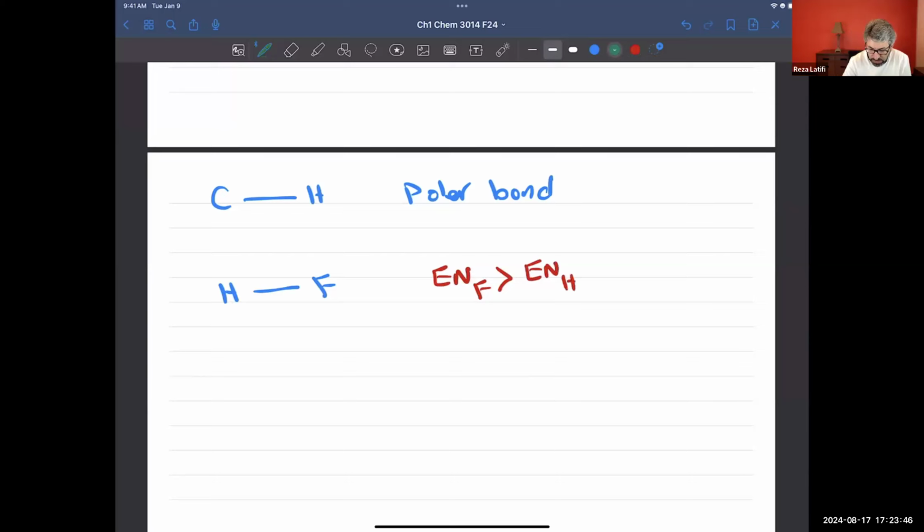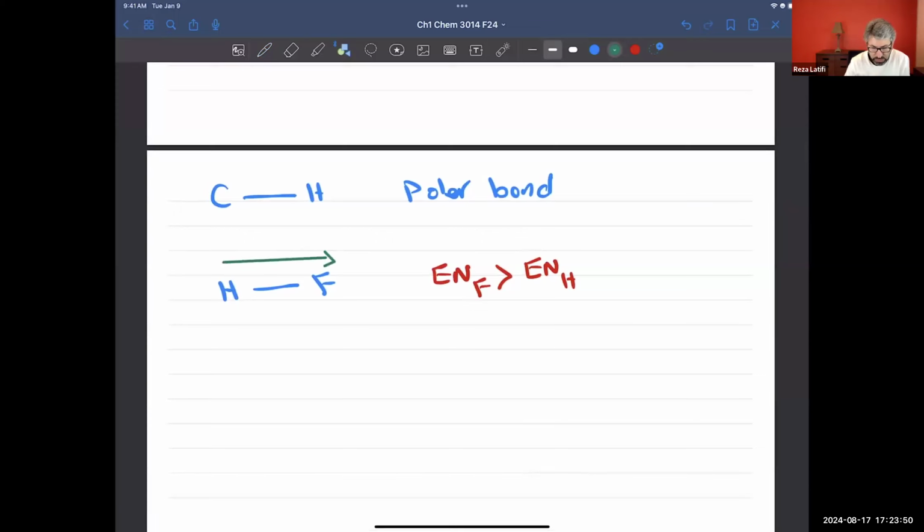So what does it mean? It means fluorine is going to pull those two electrons to itself. And what are those two electrons? I'm talking about these two electrons. That's a sigma bond, and it is made of two electrons. Fluorine is going to try to pull those two electrons, so fluorine is going to have an extra electron, technically, and we show the extra electron with the delta minus.